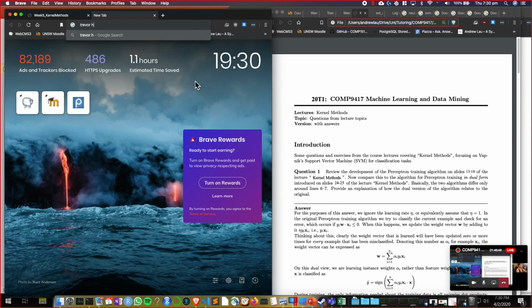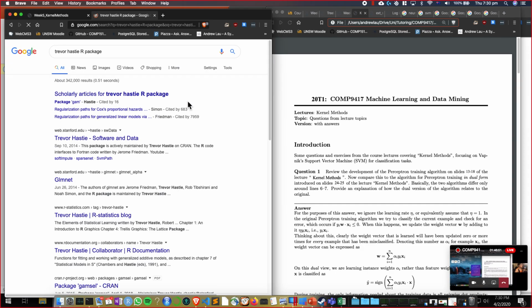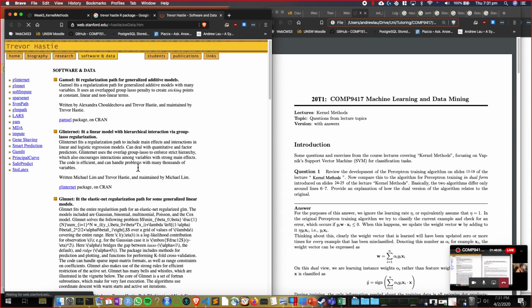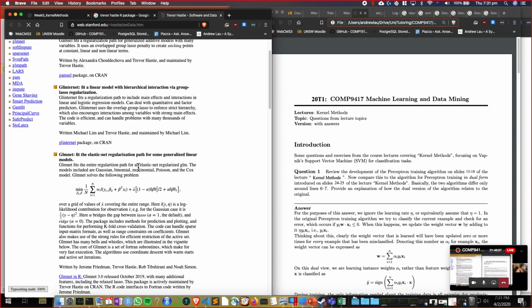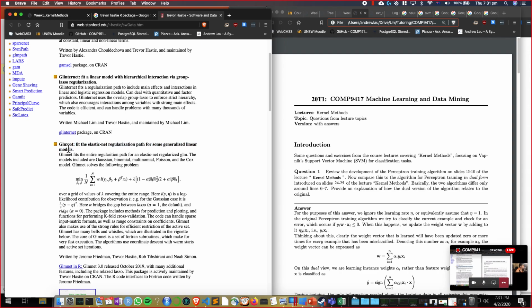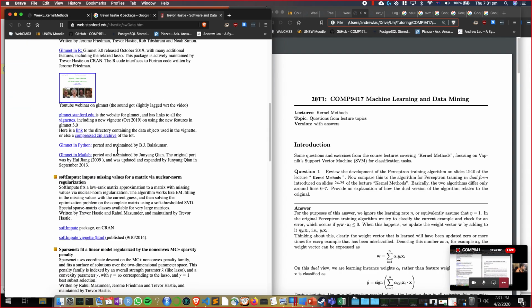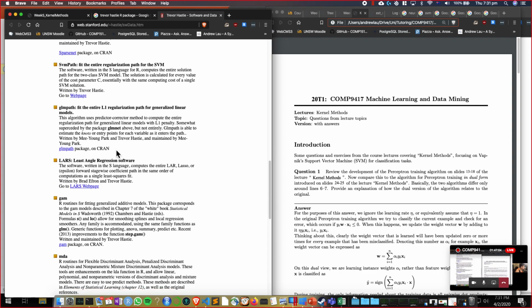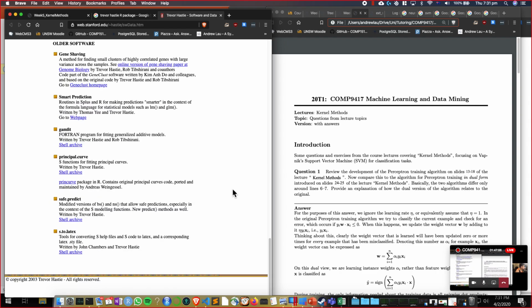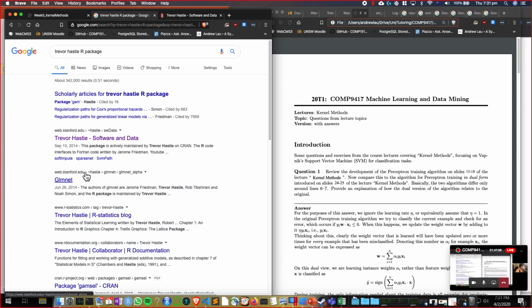wrote a bunch of cool R packages. Yeah, the ElasticNet, that's right. GLM. He did a bunch of ElasticNet stuff. GAM, Impute. Yeah, he's great.